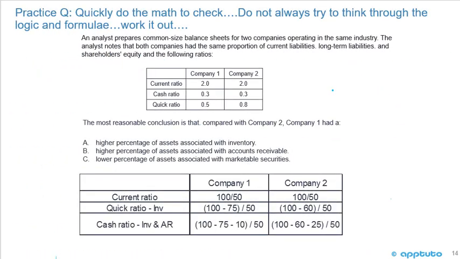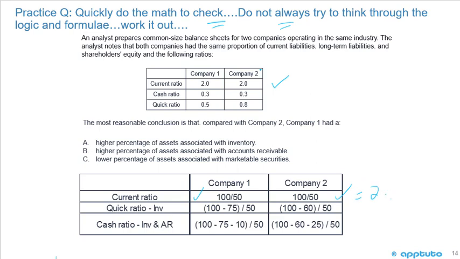Okay, this is just a follow-up for the last question. As I said, sometimes you can quickly do a little math example that you make up, and you don't always have to try to think your way through the logic and formula. You just work it out. So for example, in this case, they gave you the current ratio for companies 1 and 2 was 2. So if I just chose the numbers, I like to use tens, hundreds, thousands, for example. So I did 100 in the numerator divided by 50. That's going to give you 2.